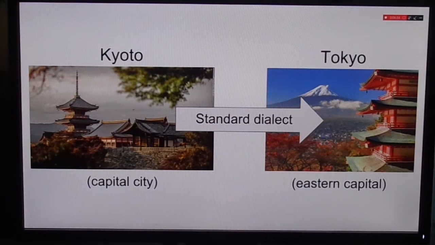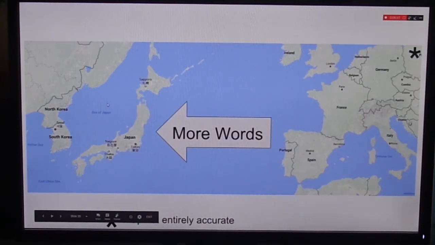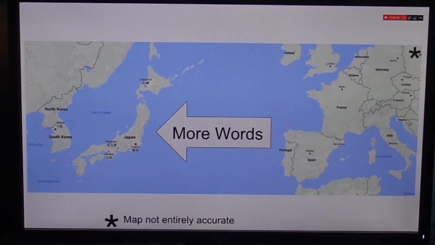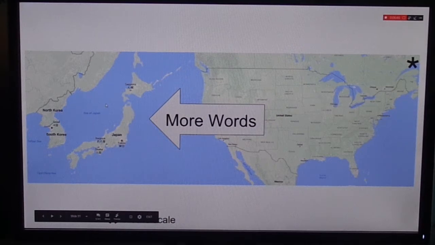With the end of Japan's self-imposed isolation in 1853, the number of European loanwords increased dramatically. That number went even higher for words from English in 1945, especially with technology, mainly TVs, computers, that sort of thing.